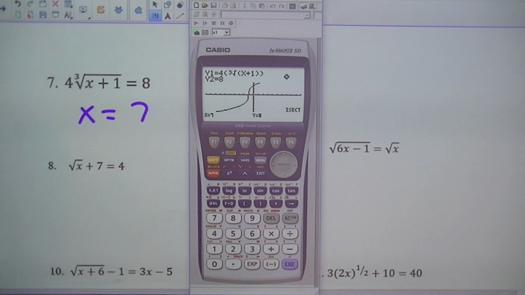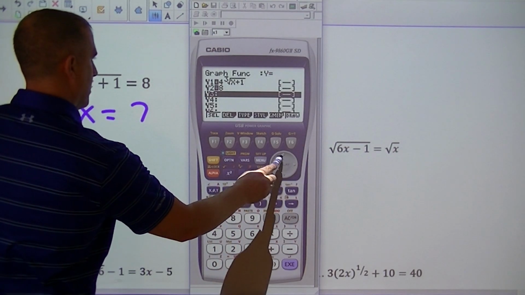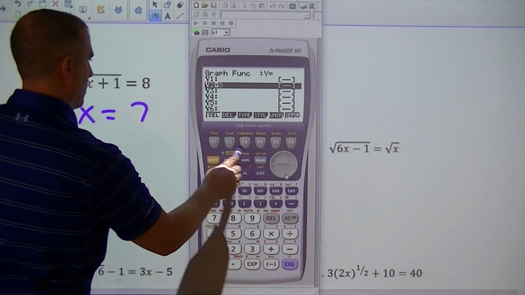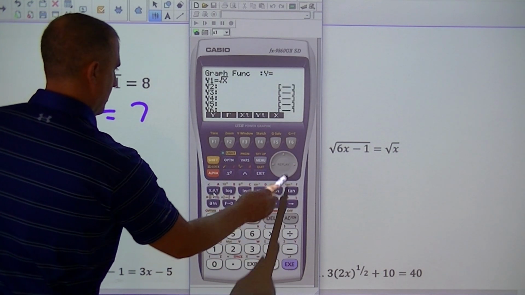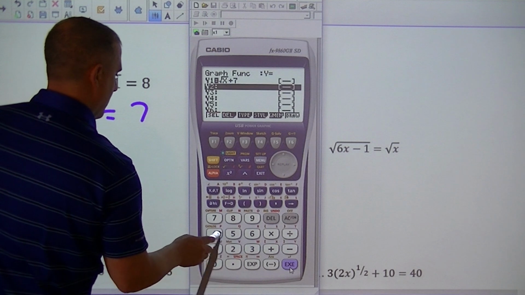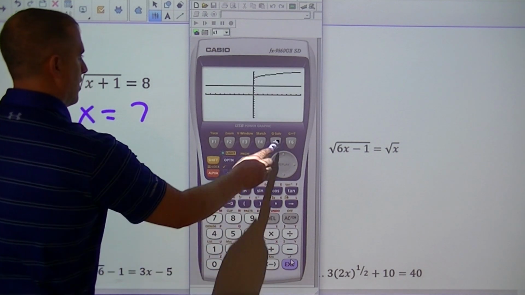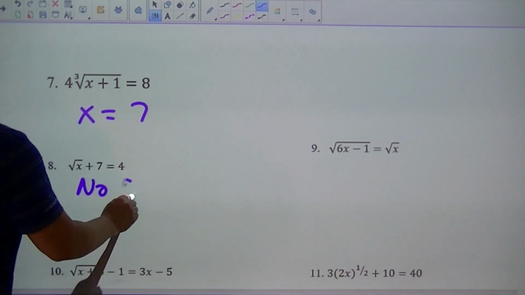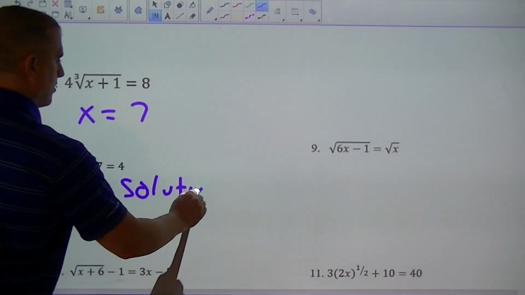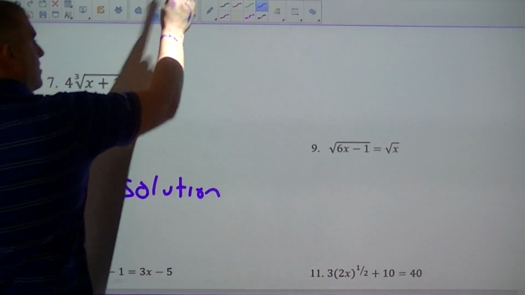Then this one right here, number 8. Square root of x plus 7, and 4. G-solve intersect, that's going to be no intersection, or no solution. Okay, number 9.